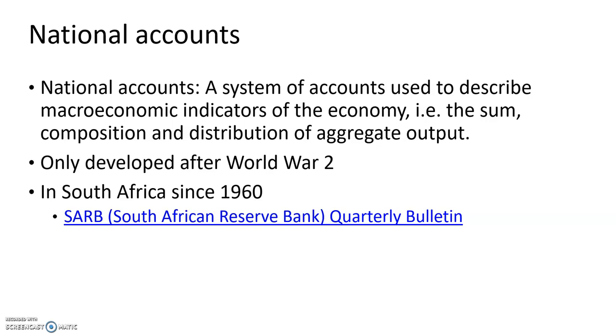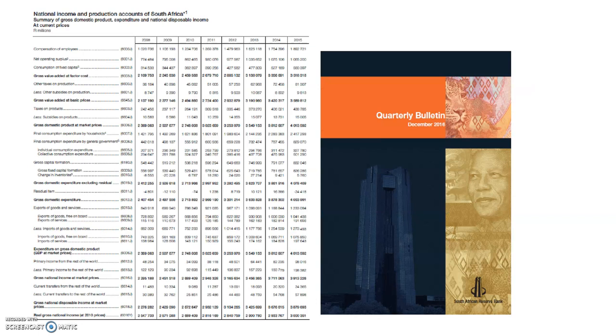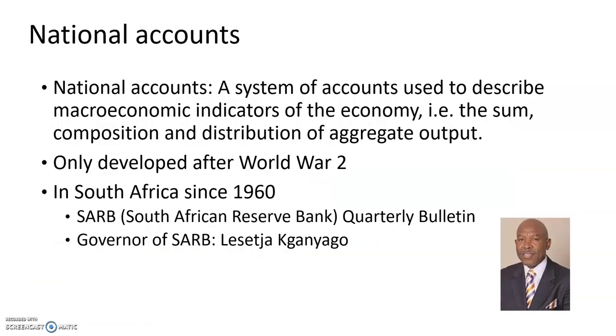The South African Reserve Bank publishes the national accounting data in its quarterly bulletin, which can be found online. And this is just an example of the national income and production accounts of South Africa. So the summary of gross domestic product, expenditure, and national disposable income. And then this is the governor of the South African Reserve Bank.